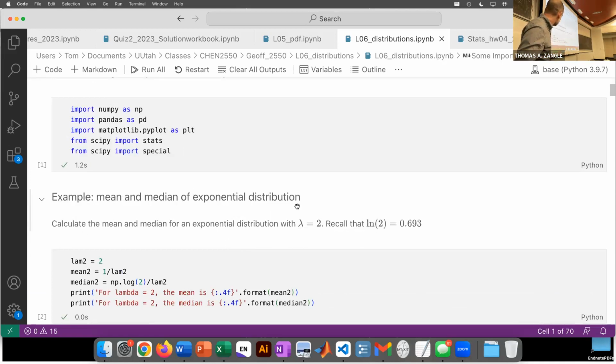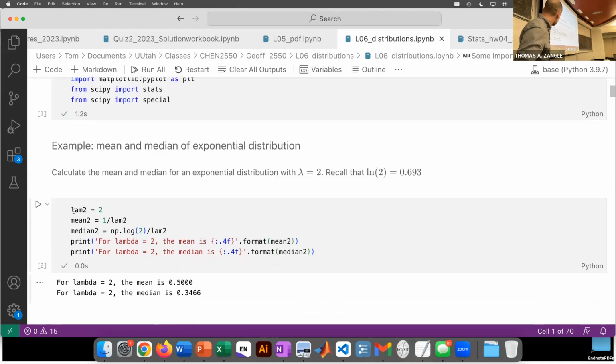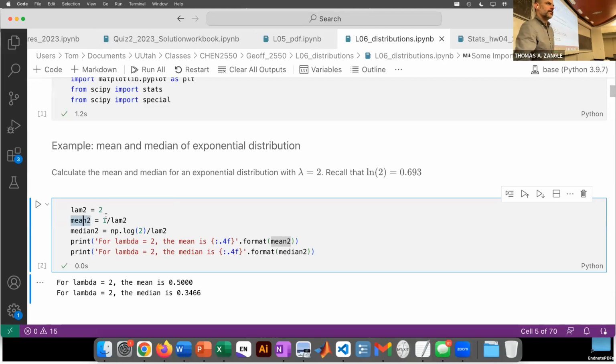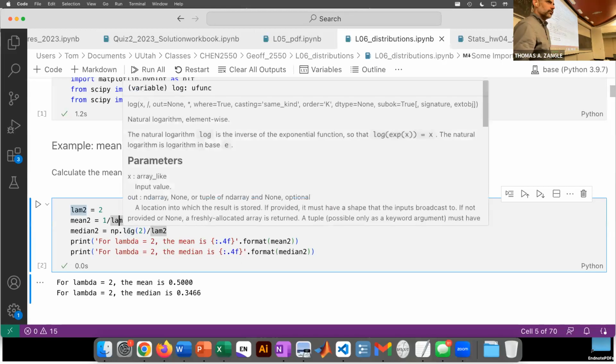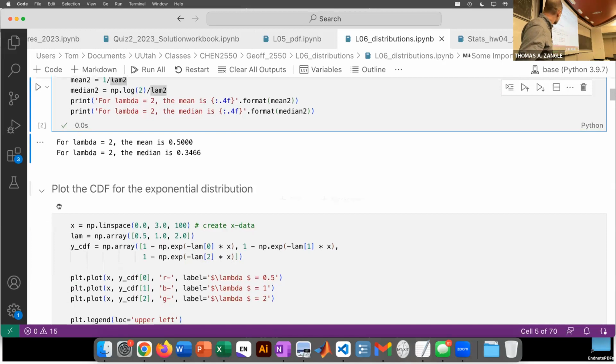As an example here, mean and median of an exponential distribution. We're going to calculate the mean and median for an exponential distribution with lambda equal to 2. Knowing that the natural log of 2 is 0.693, lambda is 2. The mean of that distribution would be 1 over lambda, and the median would be the natural log of 2 divided by lambda. And so we have those results down here. So the mean is 0.5 and the median is 0.35.